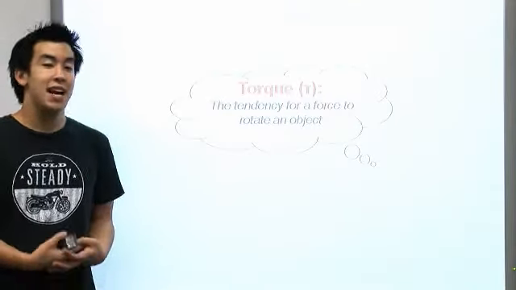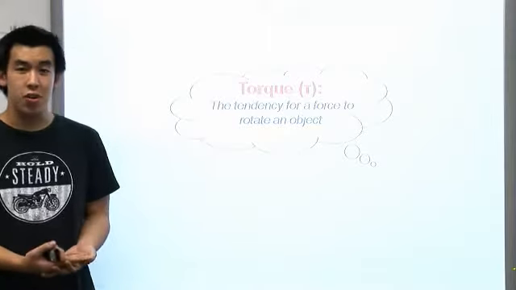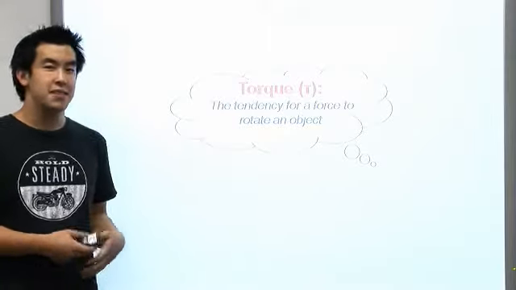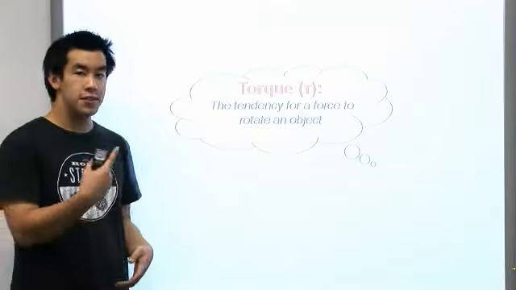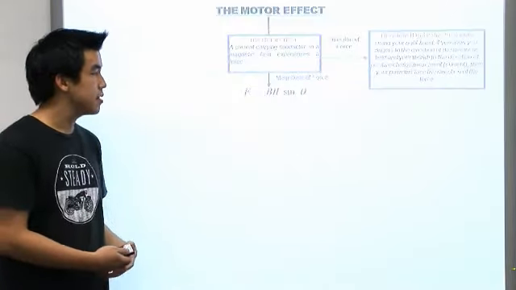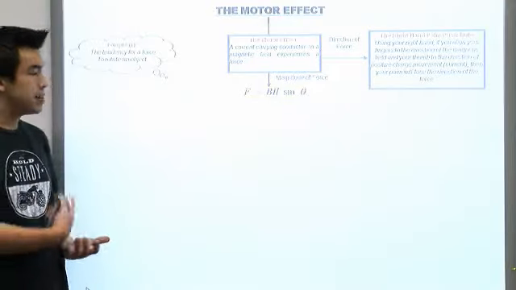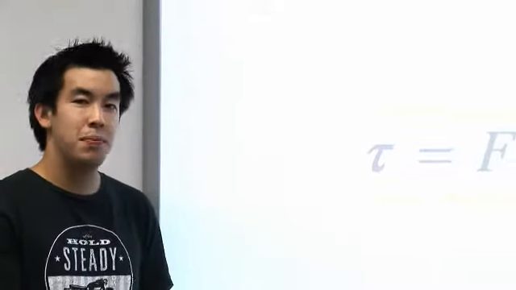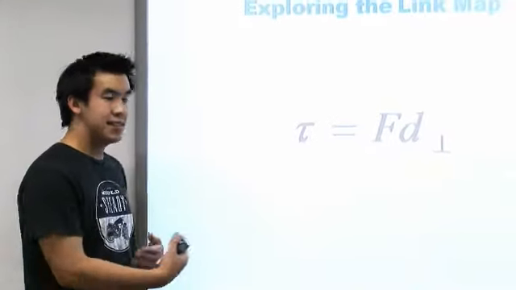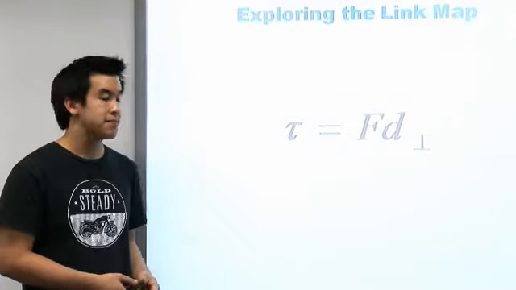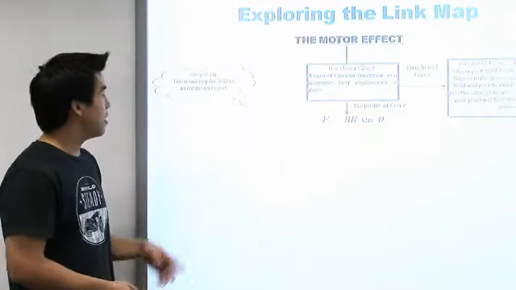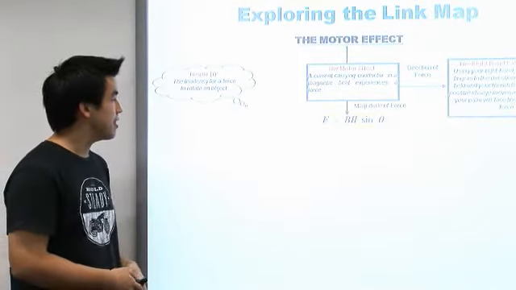A related physics idea is the concept of torque. Now, torque is defined as the tendency for a force to rotate an object. On the link map, it is shown as a related concept to the left here. The equation for torque is given in this yellow box, and it is that torque, tau, is equal to the force applied times the perpendicular distance to which that force is applied. Therefore, it is related to this cloud here.